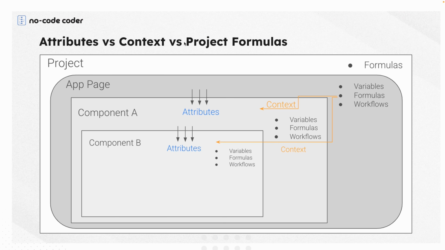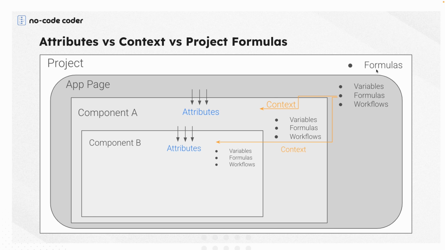So now let's look at project formulas, because a project formula, as we can see here, is a formula that is available globally throughout our application. Because of that, sometimes people get mixed up and use it as some kind of global variable, and that's not strictly true. If you look at the app page and the components, we have variables, formulas, workflows. In the project, we only have formulas. We don't have variables. You can't store variable data on the project. So there are global formulas, but there are no global variables that you can have in your projects.